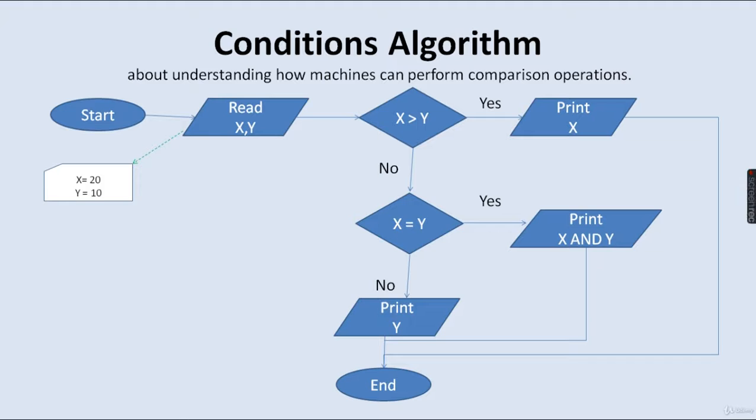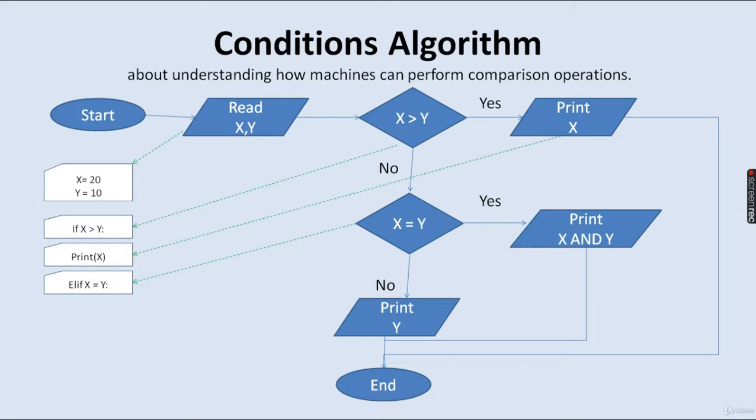If we try to convert this algorithm to Python, I will write the instructions like this in Jupyter Notebook or any Python compiler. x equals 20, y equals 10, for instance, just sample data. This diamond can be expressed with an if statement: if x greater than y. And this parallelogram of printing x is, of course, just a simple print statement in Python: print x.